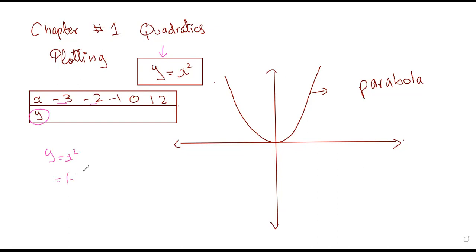So -3 square would be 9. Then y equals x square again, this is the formula. So minus 2 square would be 4. So we will get 9, 4, 1, 0, 1, 4. Now, if you try plotting it on a graph which has a y-axis and an x-axis, you will get a parabola. You don't have to get into these details because they will ask you to sketch. When they ask you to sketch, you don't have to use graphing paper. You will have a blank space and there you will be sketching the parabola.